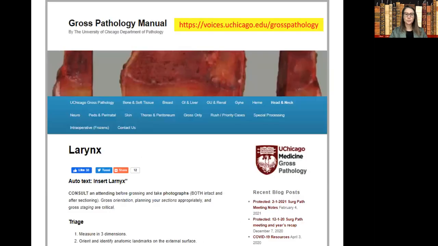We do have a gross pathology manual up at the University of Chicago. The link is provided here for you. It's freely available. We have most common specimens encountered. Of course, larynx is going to be here under the head and neck section. So feel free to use this at any point during your grossing if you choose.